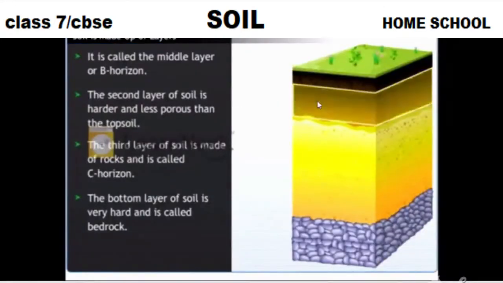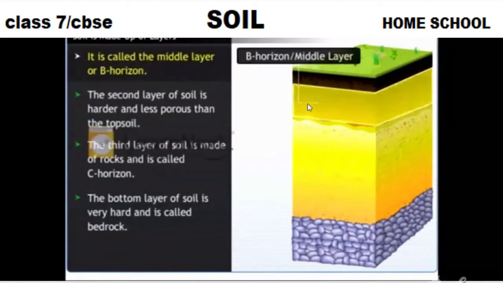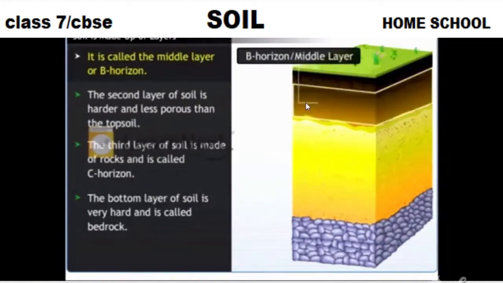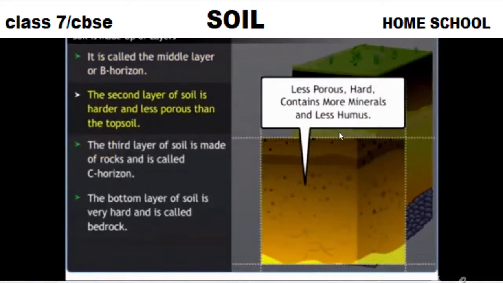And the next layer of soil is called the B horizon, or we can also call it the subsoil. See the color difference. The color is a little lighter than the topsoil, and this is less porous, more hard, it will have less humus, and it will have more minerals also, right?